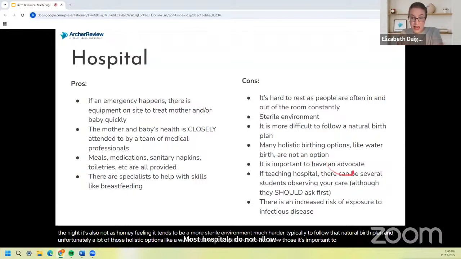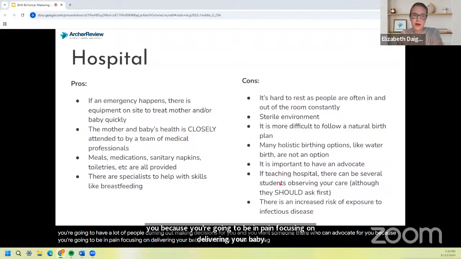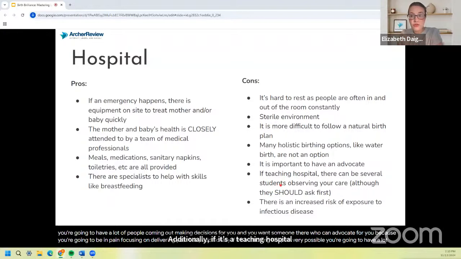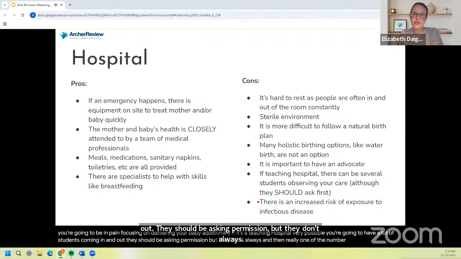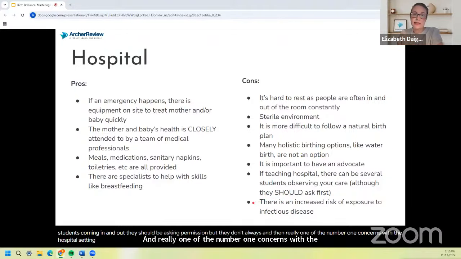It's important to have an advocate. Again, you're going to have a lot of people coming out making decisions for you, and you want someone there who can advocate for you because you're going to be in pain focusing on delivering your baby. Additionally, if it's a teaching hospital, very possible you're going to have a lot of students coming in and out. They should be asking permission, but they don't always. And then, really, one of the number one concerns with the hospital setting is there's increased risk of exposure to infectious disease. So, that's one of the main reasons people do tend to avoid that hospital setting.